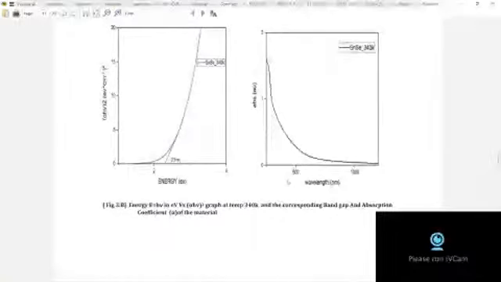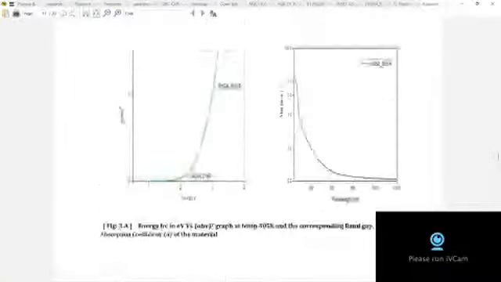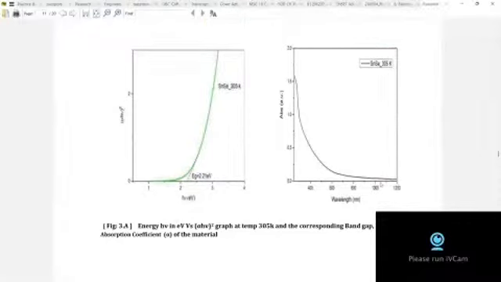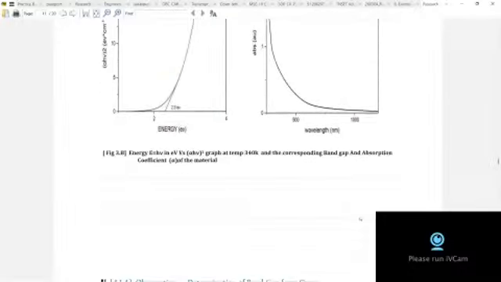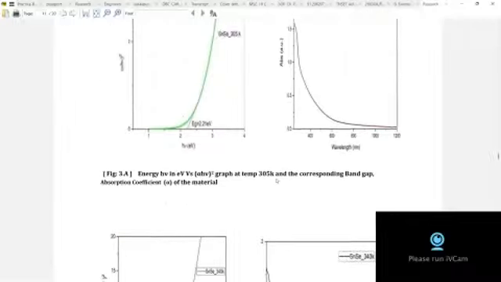And this is the absorption coefficient as well. This is the nature of absorption coefficient. Look, 1.52 gap, 1000, 1.5. The absorption coefficient looks almost the same.